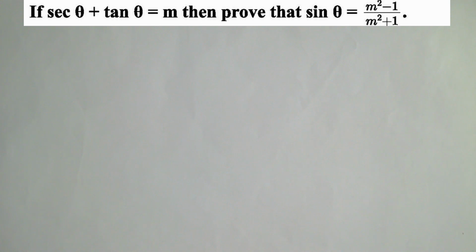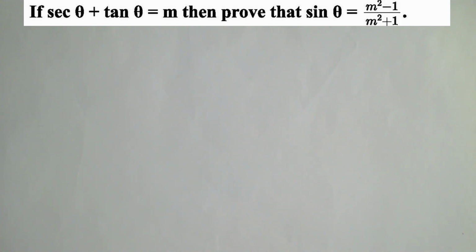Now the question is, if sec theta plus tan theta is equal to m, then prove that sin theta is equal to m square minus 1 upon m square plus 1. Now solve this question.